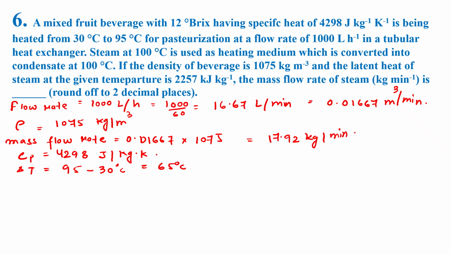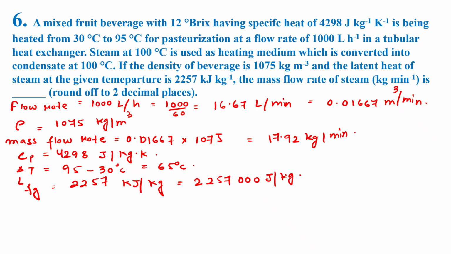And latent heat of vaporization is 2257 kilojoule per kg, or it is 2257,000 joule per kg. Now steam, it will enter at 100 degrees Celsius and it will exit as condensate at 100 degrees Celsius. So there is no change in the temperature. So only phase is getting changed over here.